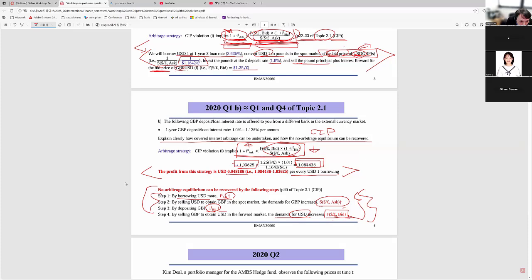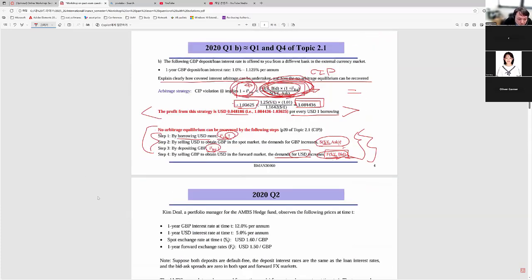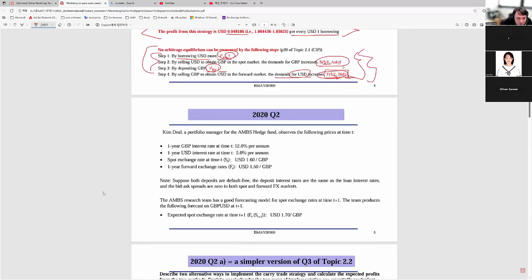Just compare this thing here. If borrowing interest rate go up, this one goes up. If dollar per pound ask rate go up, this one will go down because this is in the denominator. Pound bid rate going down, so this one will go down. Dollar per pound bid rate go down, so this one will go down. So by implementing this strategy, left hand side going up, right hand side going down until you get the equality again. So this is how we explain the equilibrium is restored in this example.